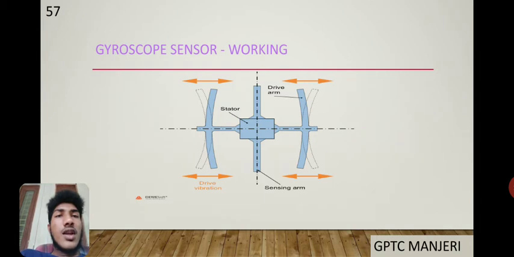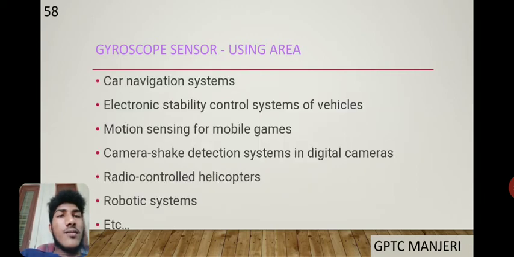This is the working diagram of the gyroscope sensor. The vibration detecting the drive member and the state member. So there is a Coriolis force that acts, and the sensing arm detects the vibration or the movement of the drive arm and sends an electrical signal to the microcontroller.